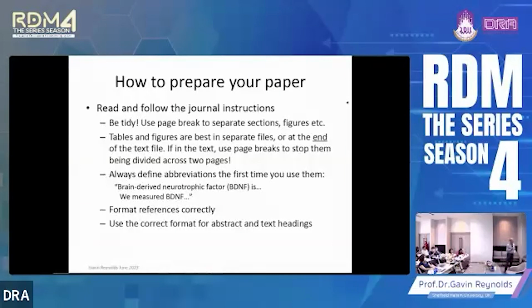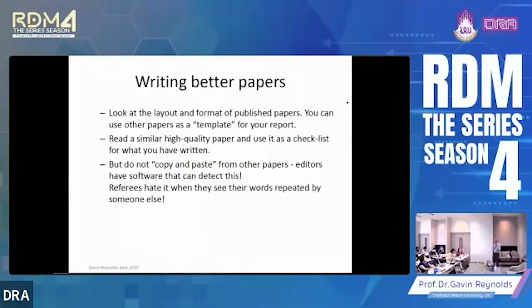Tables and figures are often best in separate files or at the end of the text file. If they're in the text, as I've said, use page breaks to stop them being divided across 2 pages. It's very frustrating for a reader to come across that. Define abbreviations the first time you use them, of course. Format your references in the style of the journal, and use the correct format for abstract and text headings. So obvious points, really.